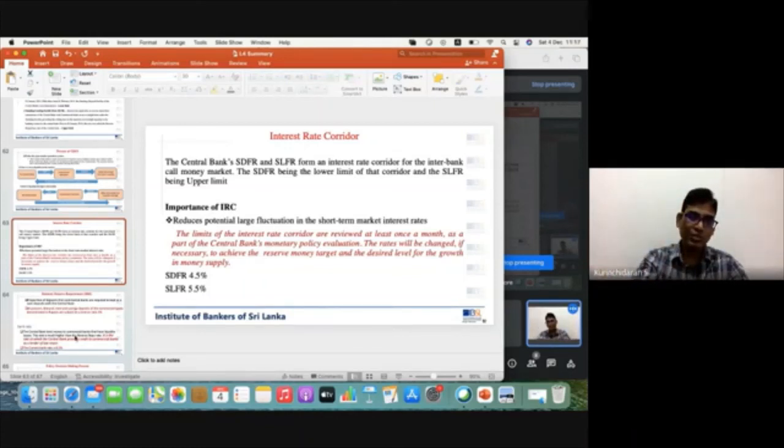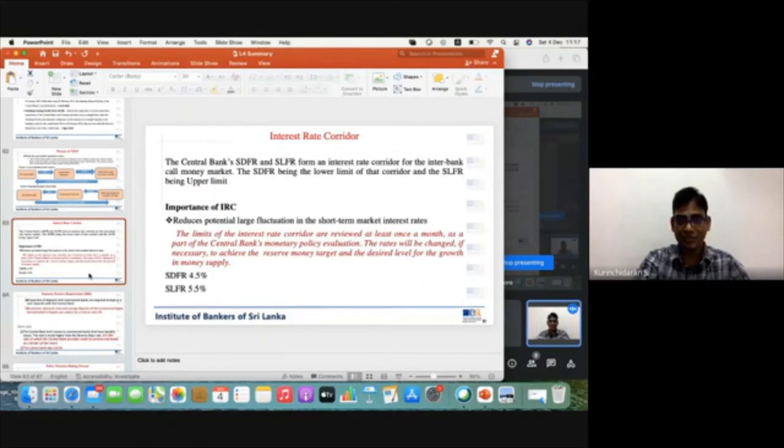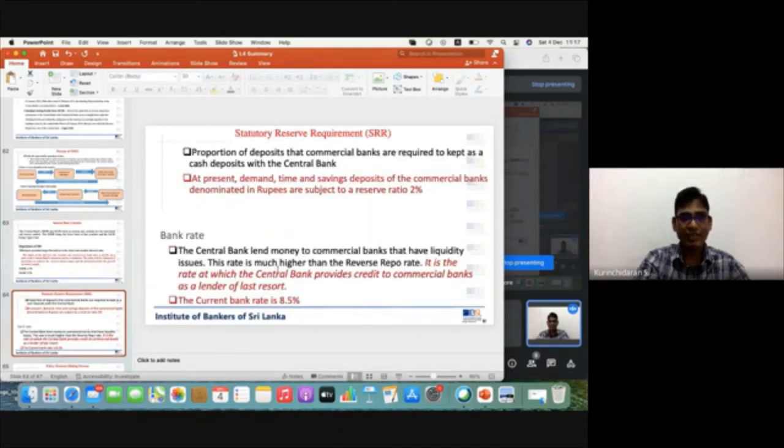These two are different. Sometimes people mix up this 8.5% bank rate with the SDFR and SLFR. These are two different things, right? The SDFR and SLFR give a corridor, and the central bank can shift this corridor up or down based on its market liquidity assessment. But here, this is like a basic rate.